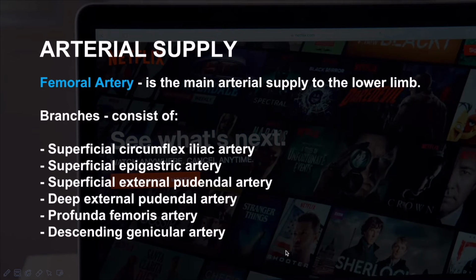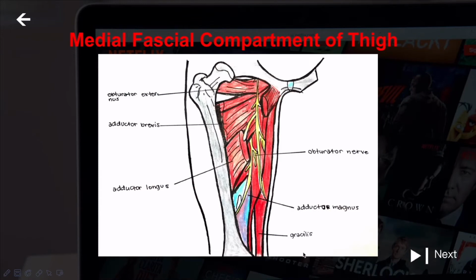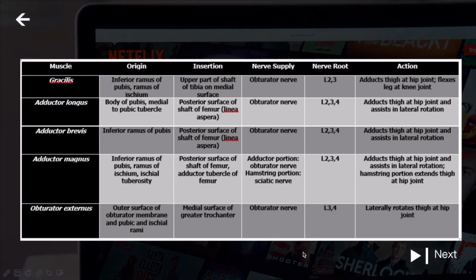Its branches consist of superficial circumflex iliac artery, superficial epigastric artery, superficial external pudendal artery, deep external pudendal artery, profunda femoris artery, and descending genicular artery. This is an illustration of the medial fascial compartment of thigh. So the muscles that lie on the medial fascial compartment of thigh are gracilis, adductor longus, adductor brevis, adductor magnus, and obturator externus, with their corresponding origin, insertion, nerve supply, nerve root, and action.